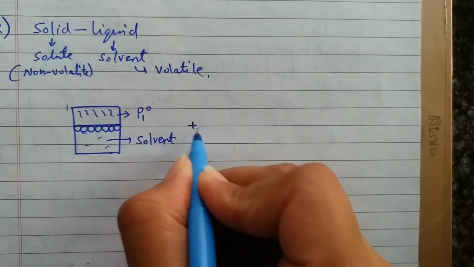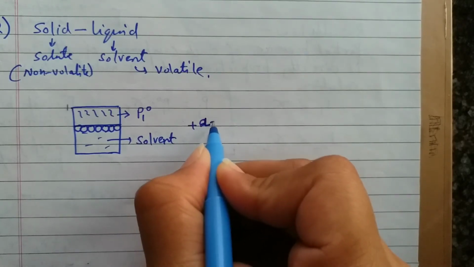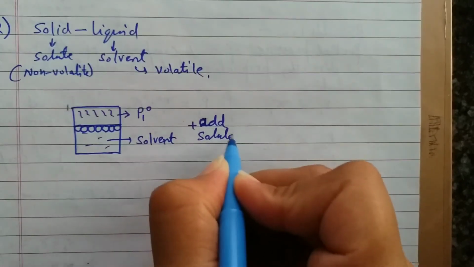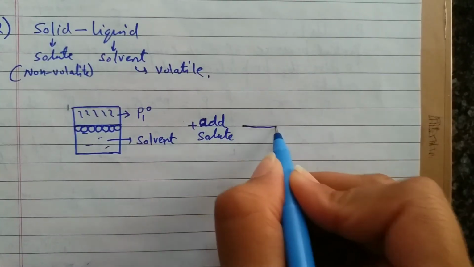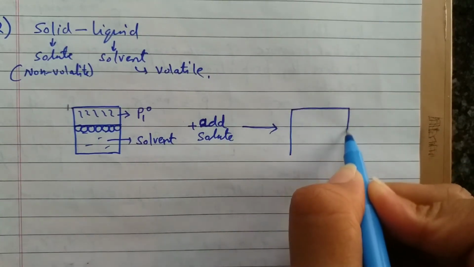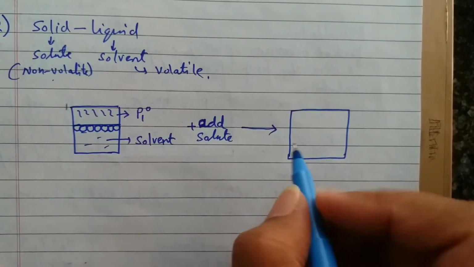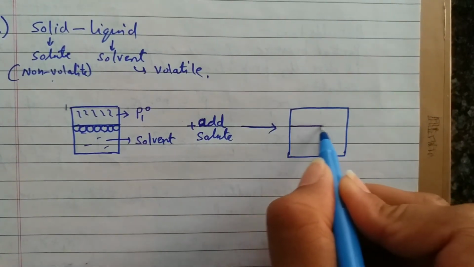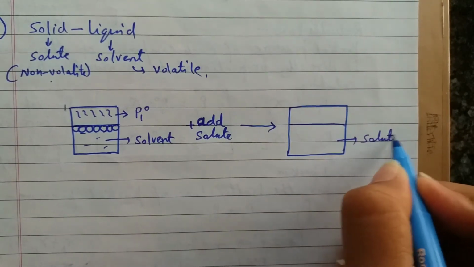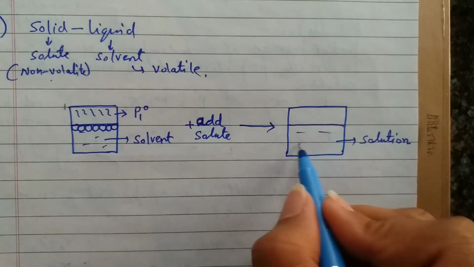Now to this solvent, if you add some solute, what will it be converted into? It will be converted into a solution. So now finally we add a solute, and the solute we have taken is non-volatile and it is converted into a solution. So what we have right now in this container is the solution, which contains both the solute and the solvent.